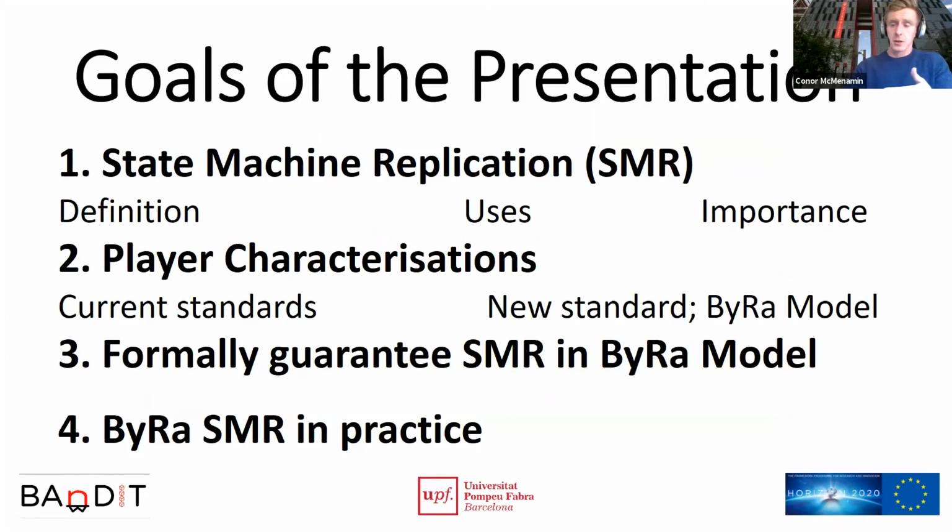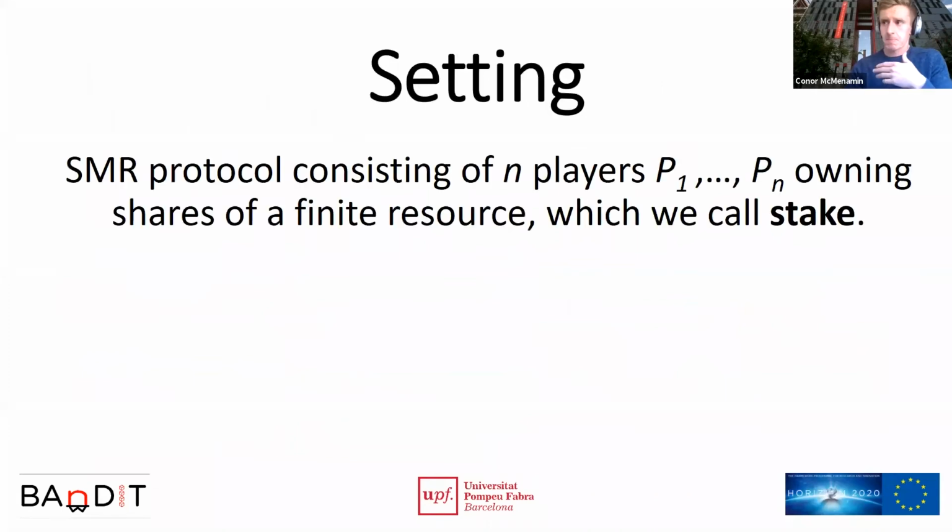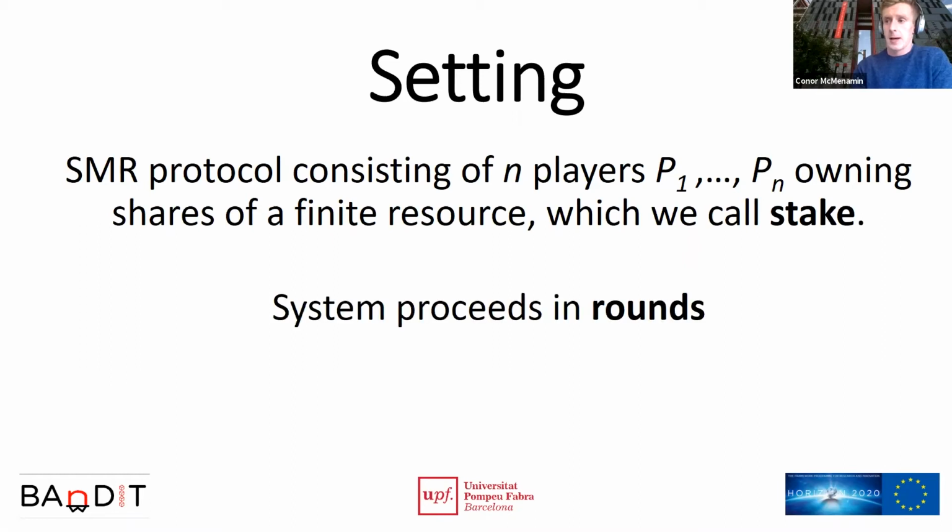Okay, so in terms of the goals of the presentation, hopefully state machine replication is a little clearer. And now for the rest of the parts, we're going to talk about them based on the paper that we came up with recently, which is called Achieving State Machine Replication Without Honesty Assumptions, by myself, Vanessa Daza, and Matteo Pontecorvi. So the setting, we tried to generalize the SMR setting, not necessarily the cryptocurrency one, where there are n players owning a finite resource, which generalizes both hashing power and stake. But again, it's helpful to think about stake as just currency. So the system proceeds in rounds, so that we, as protocol designers, have some concept of time, and the players within the system believe that time is progressing.